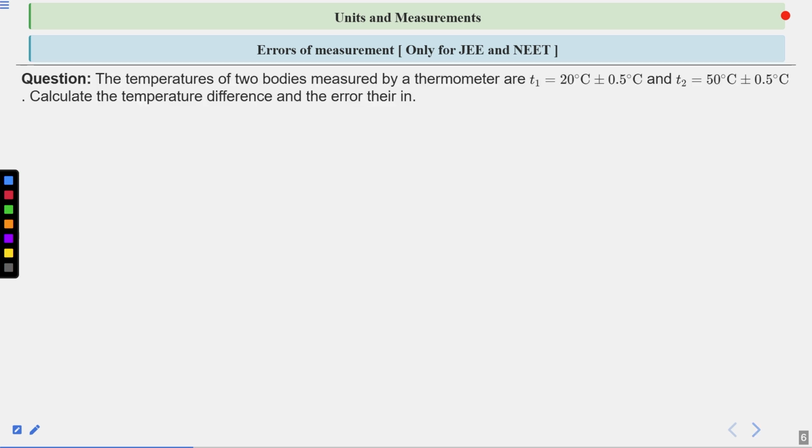Clear? So here is a question, solve this question. The temperatures of two bodies measured by a thermometer are T1 equal to 20 degrees Celsius plus minus 0.5 degrees Celsius and T2 is equal to 50 degrees Celsius plus minus 0.5 degrees Celsius. Calculate the temperature difference and the error therein. So here you have to find out the temperature difference and the error.